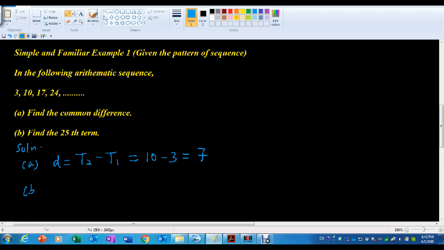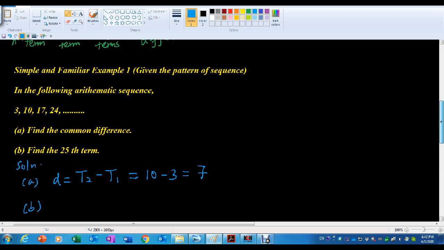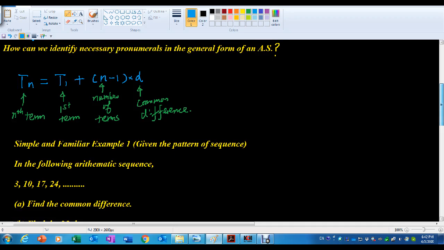Okay. Can we find the 25th term? Remember our general rule, our explicit form. So let's use this form again.